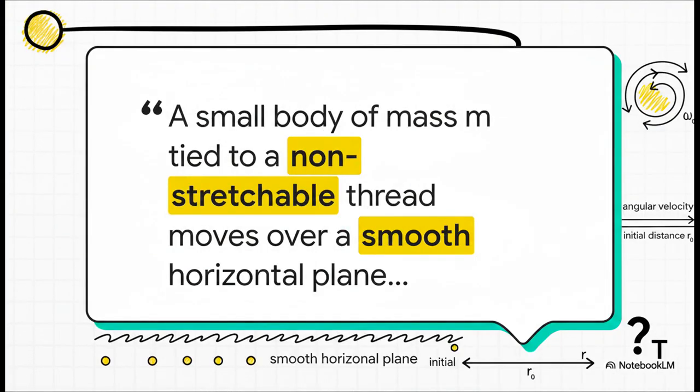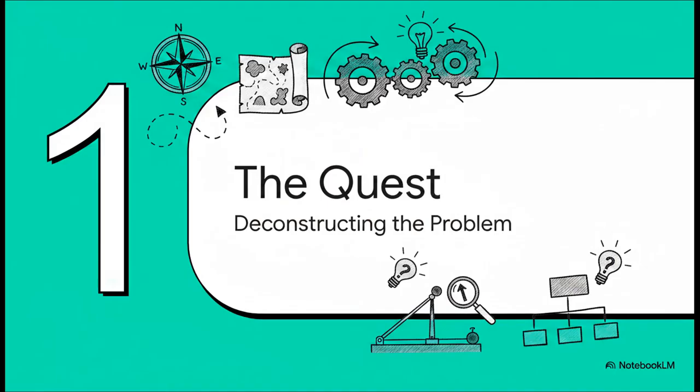Okay, so here it is, the official problem statement word for word. We've got a mass m, it starts at a distance r0 with an angular speed of omega naught. And our job, our whole mission, is to come up with a formula for the tension T that works for any distance r as the puck gets pulled in. First things first, with any physics problem, you've got to deconstruct it. Let's just figure out exactly what they gave us and what they want from us. Getting organized from the get-go is half the battle, I promise.